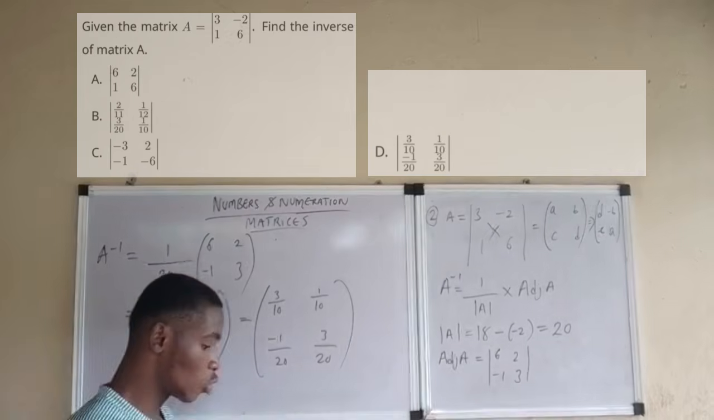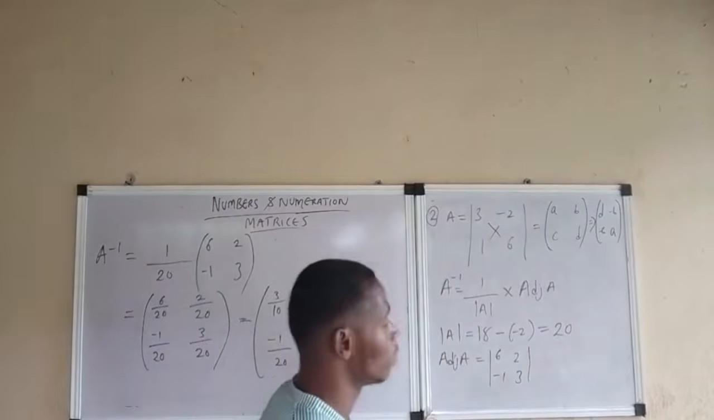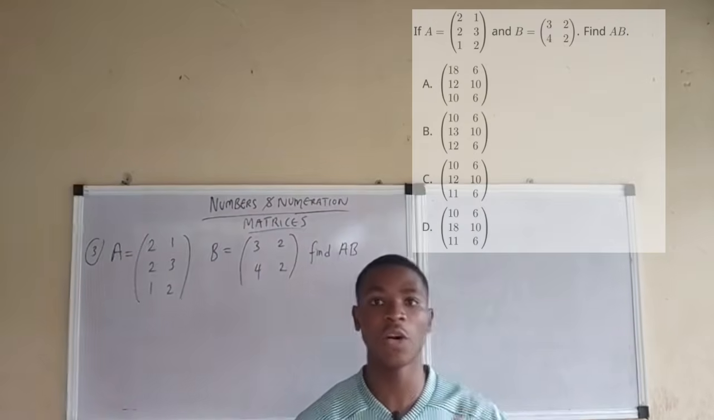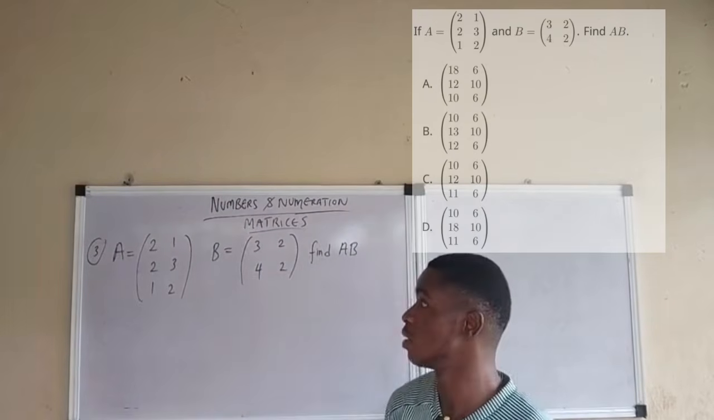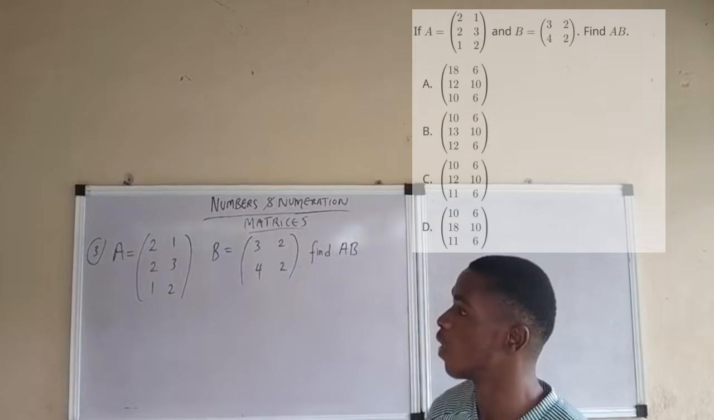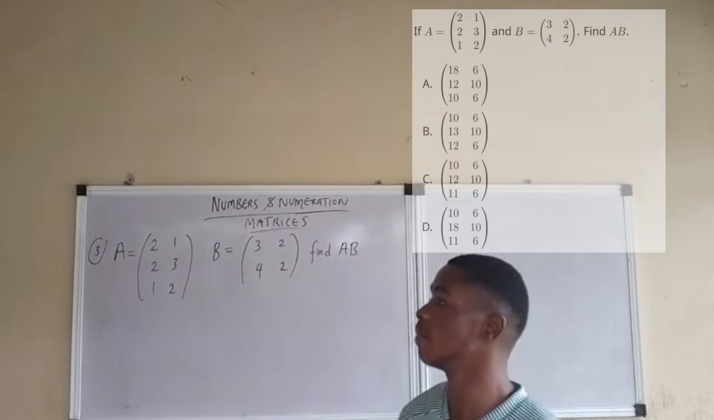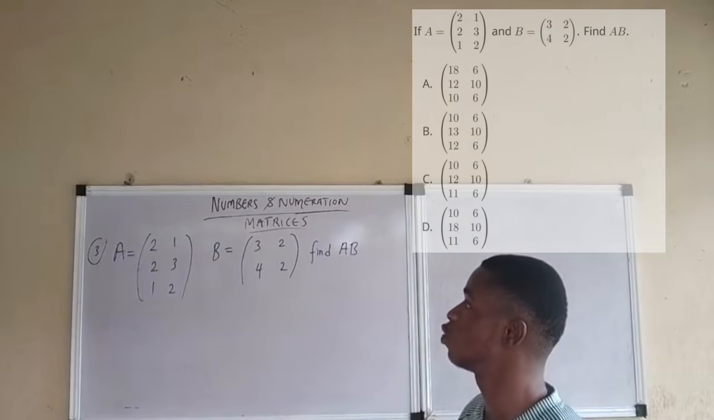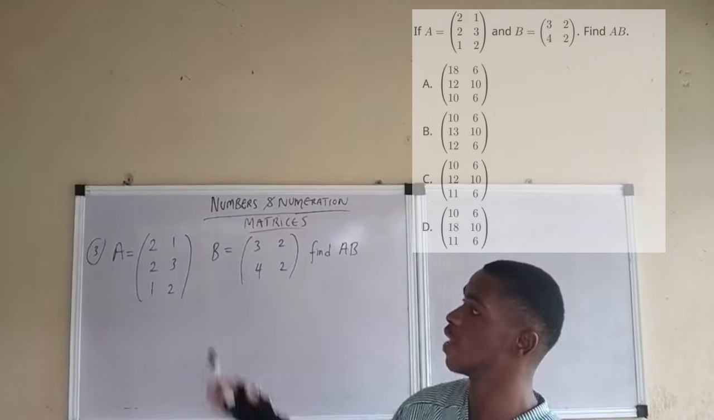Now, we'll solve one more question on matrix before we wrap up. If you look at this third question closely, you can see that we have two different matrices, matrix A and matrix B. Matrix A here is a 3 by 2 matrix, and matrix B is a 2 by 2 matrix. So we are asked to find the product.